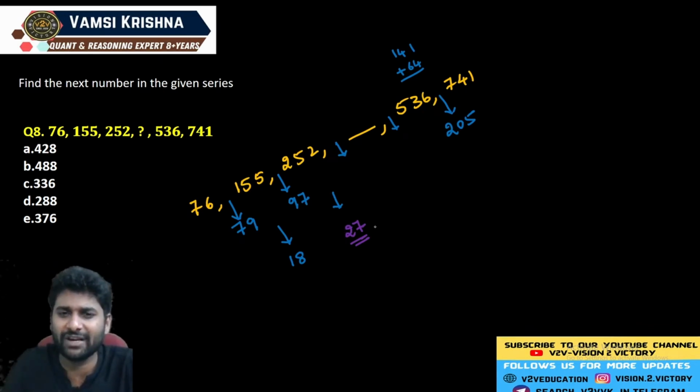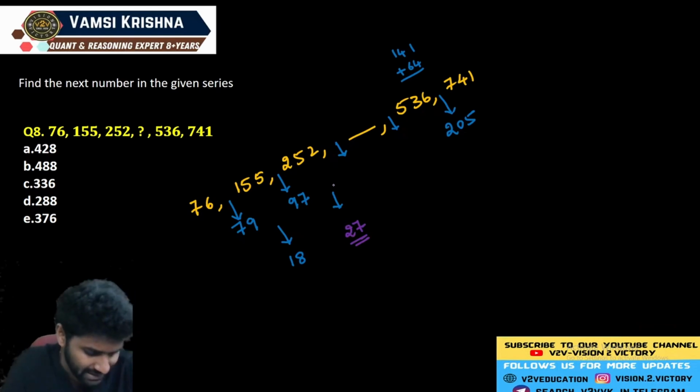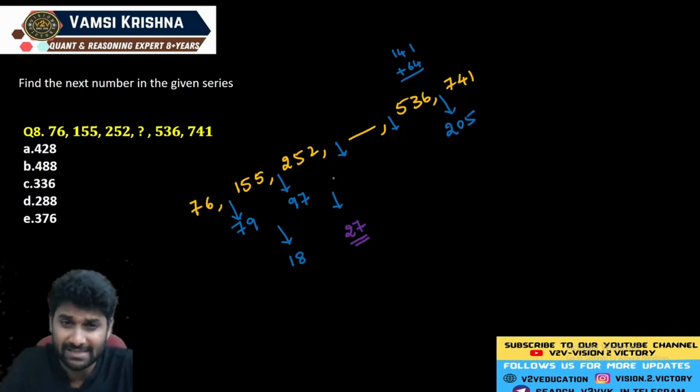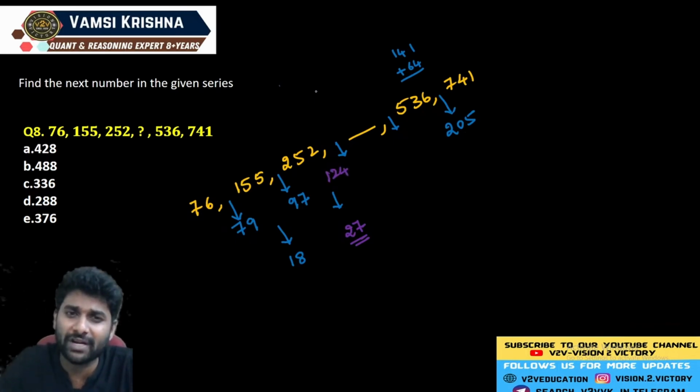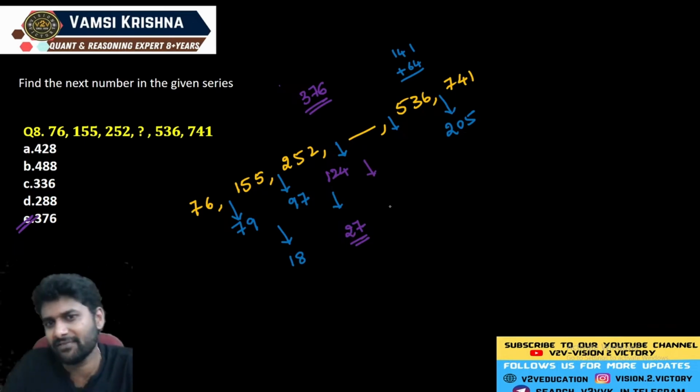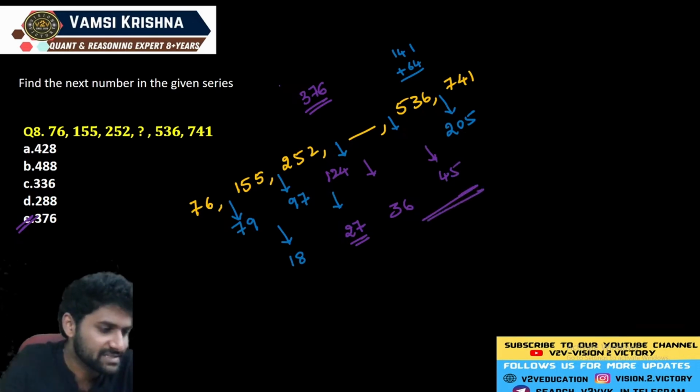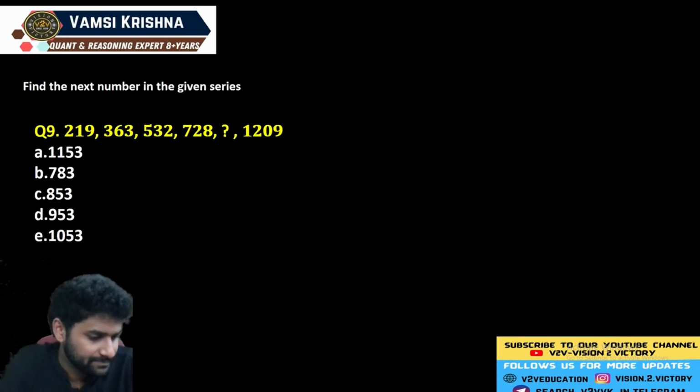If 97 plus 27 here, overall value becomes 124, guys. 124. Check whether we'll get this number or not. So 252 plus 124, we have 376. Yes, we have an option. Guys, definitely next differences must be 18, 27, 36 and 45. The double differences. It's very good, Upendra. It's 376. Move on to the next one.